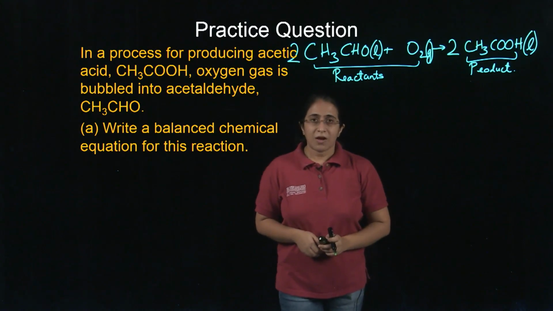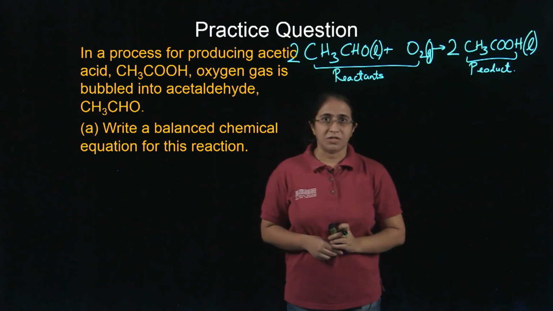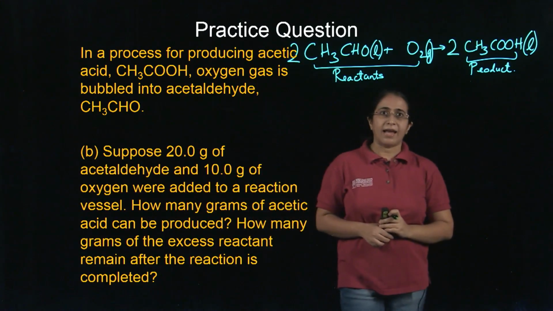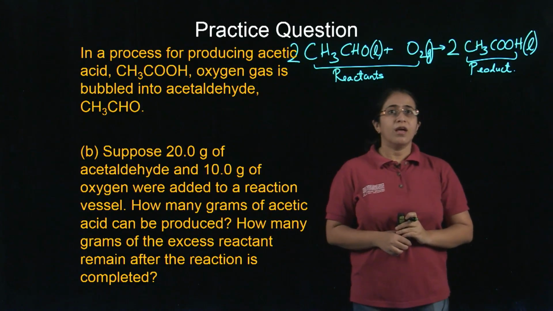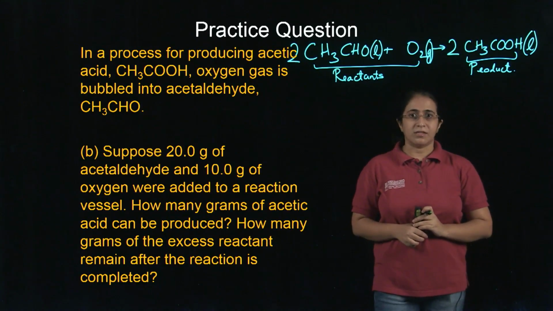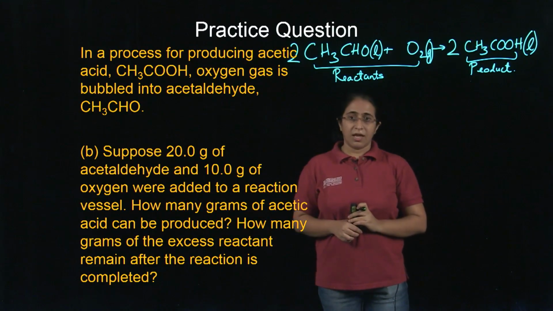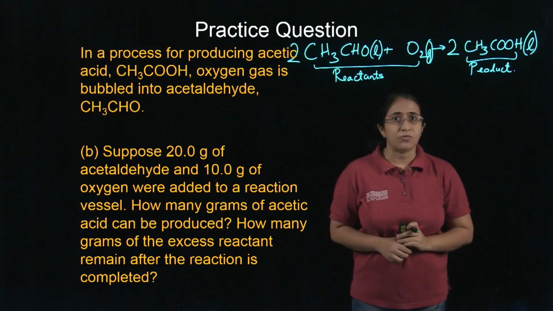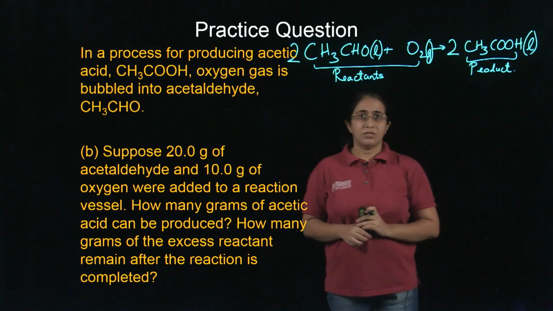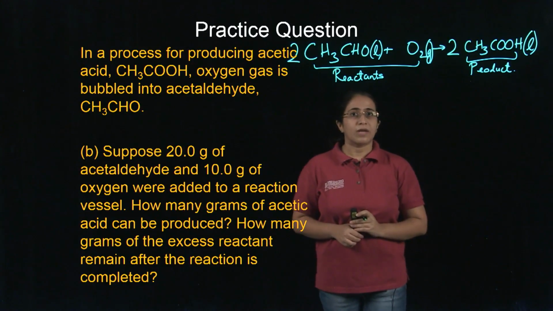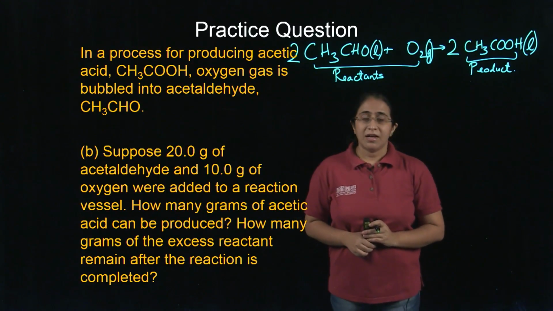Okay. So now let's read the second part of this problem. Suppose 20 grams of acetaldehyde and 10 grams of oxygen were added to the reaction vessel. How many grams of acetic acid can be produced? And how many grams of the excess reactant remain after the reaction is completed? Okay, so let's take a look at the solution, and remember, this part will require a lot of math.